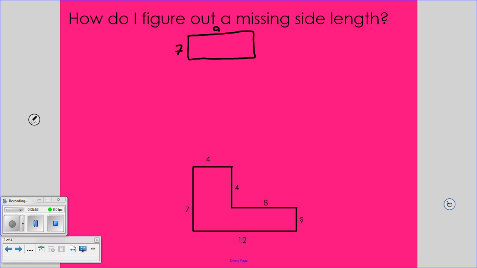Okay? So I'm not looking at the bottom, I'm looking at the top shape that we just did. A 9 by 7. I'm missing my bottom side, and I'm missing this side. I don't have any numbers over there. How do I figure those out?